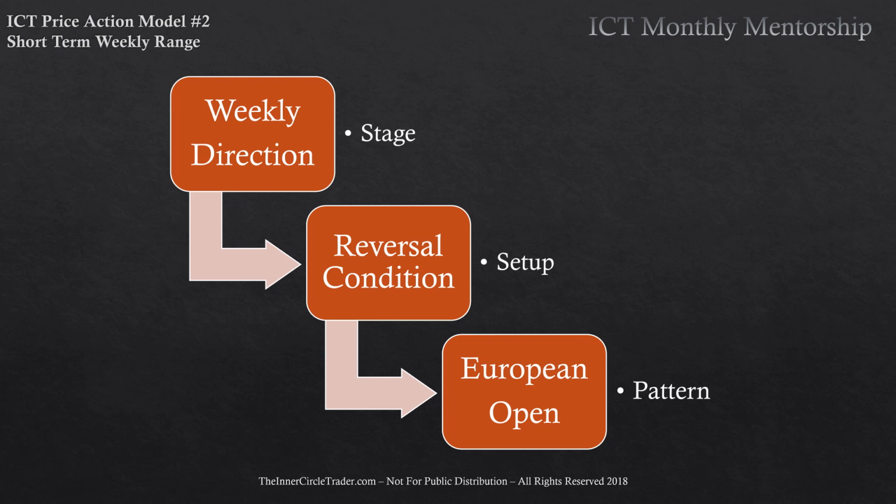Now I'm going to throw you a curveball here, but this is what you want to know, because not always is institutional order flow going to be remaining bullish or bearish. It's going to be met with some measure of resistance or significant support. It's going to cause a shift in momentum, and you need to be prepared for that. So the reversal condition is our setup, and the pattern is the European Open.